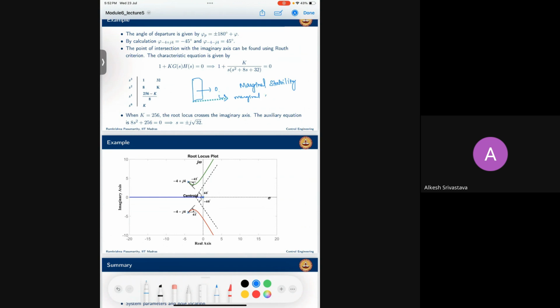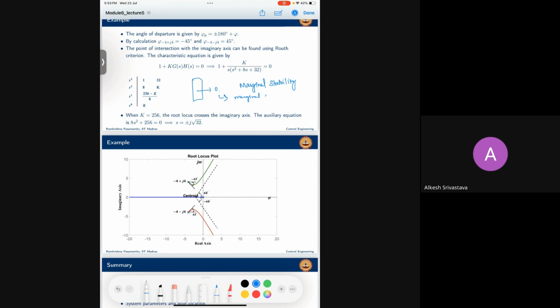Or if there is a single pair of poles that occurs from the auxiliary equation, then also it is called a marginally stable system. So we will look for the value of k so that the system will go to that point. That point will tell you where it is. For that gain, you are going to cross the imaginary axis at that point.